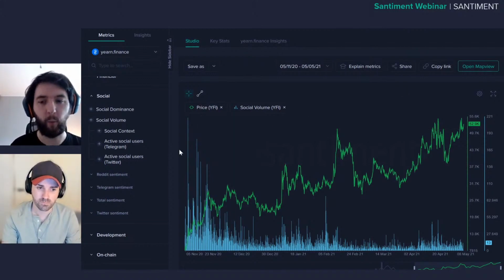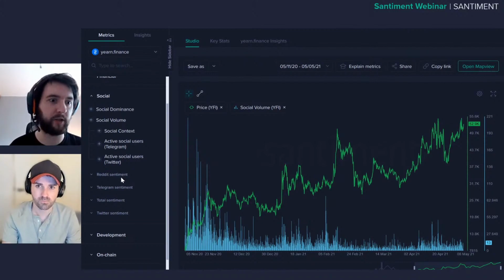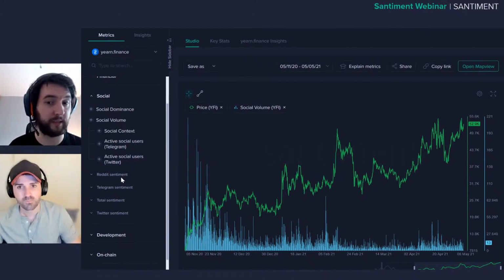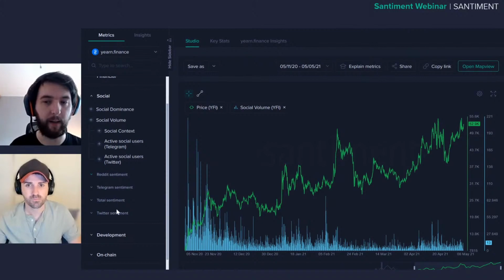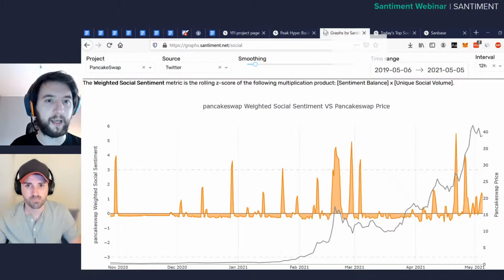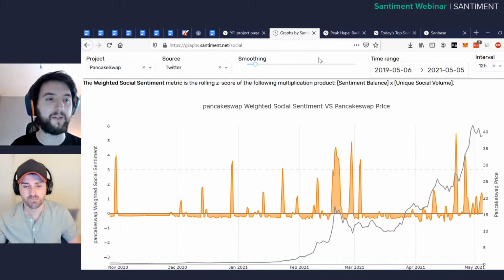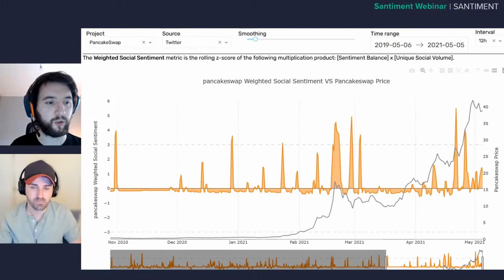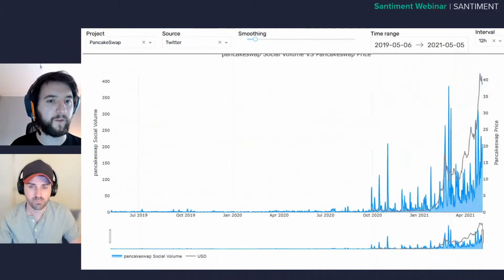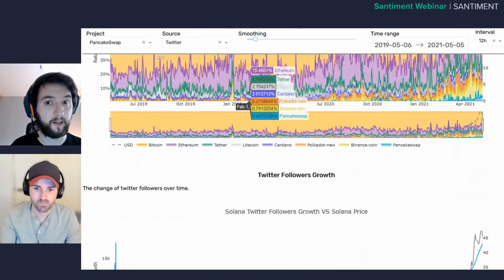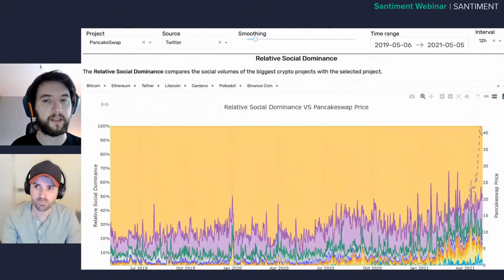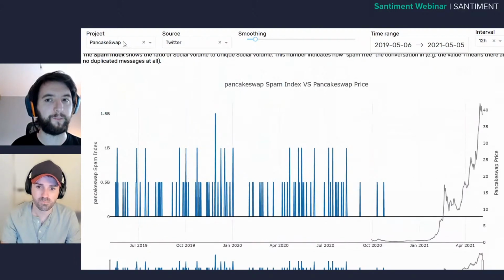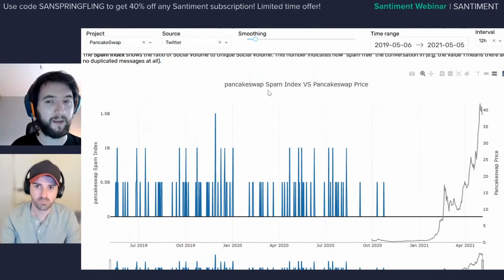So because of that, we have developed another metric using the same data set called social sentiment. You can find it here under sentiment or social data. However, I usually like to look at it on graphs. Graphs is an additional platform that you get access to when you subscribe to Sanbase Pro. It's graphs.santiment.net/social. Here you have a number of different social metrics that we track, including relative social dominance and a few others that are fairly cool, like spam index.